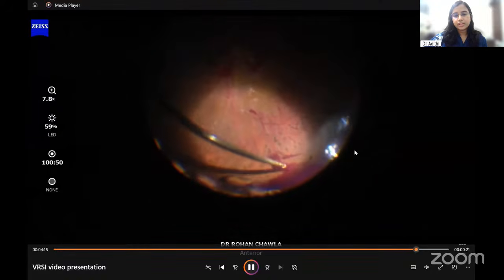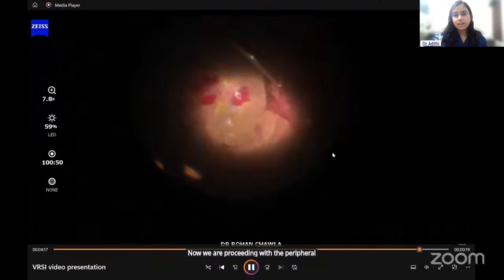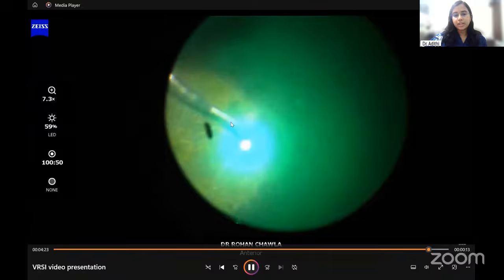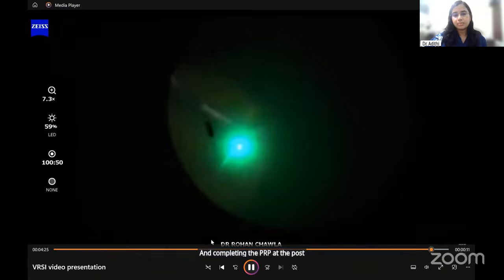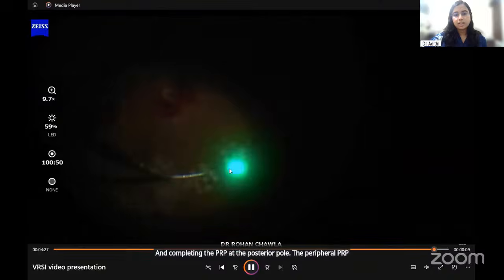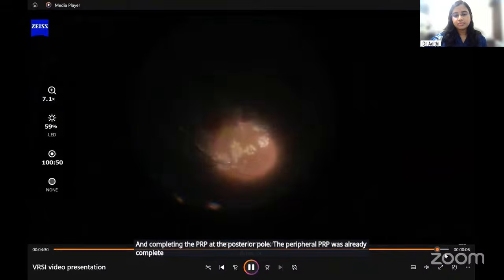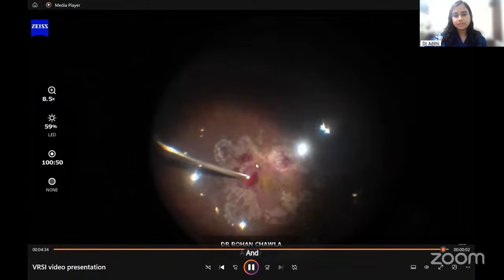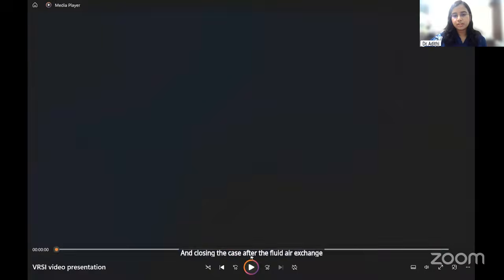Now we are proceeding with the peripheral vitrectomy, and completing the PRP at the posterior pole. The peripheral PRP was already complete. And closing the case after the fluid air exchange. We've closed the case under air.